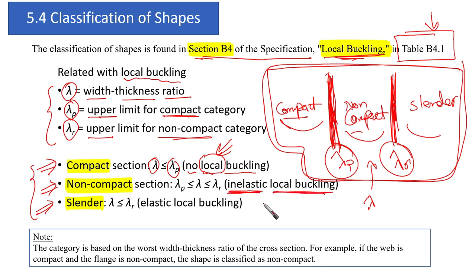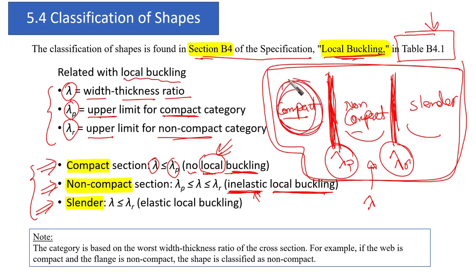Take care of these wordings, okay? Inelastic local buckling. What is the meaning of this? This means that we are going to have some local buckling, but it is going to be inelastic. Some yielding of the material would be there. However, in the compact, it is going to be no local buckling at all.